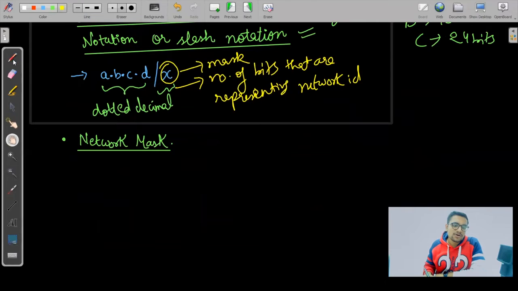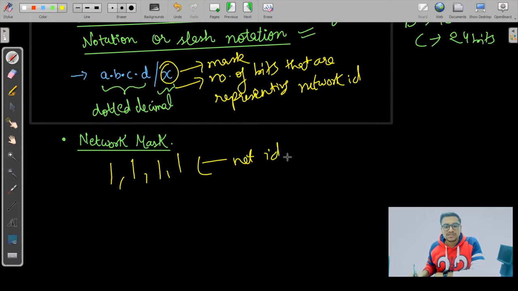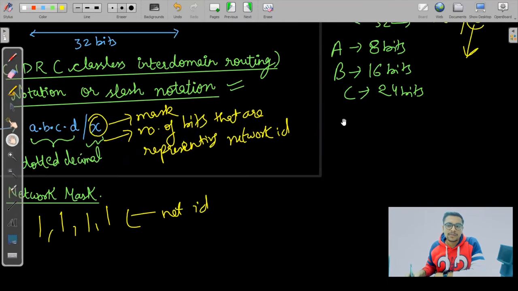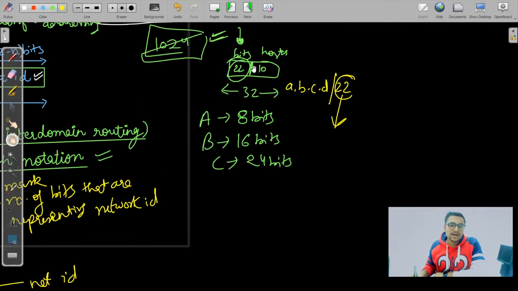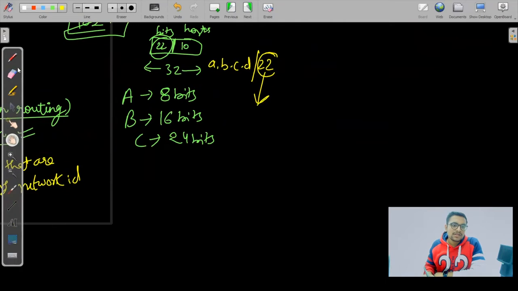So let's suppose I want to identify the mask for a particular network in the case of classless addressing. If you remember, in classful addressing, if I wanted to know the default mask for a specific class, all I had to do was put ones in all the places of network ID bits. A similar criterion we are going to apply over here. So let's suppose I have allocated 22 bits for the network ID in this example.